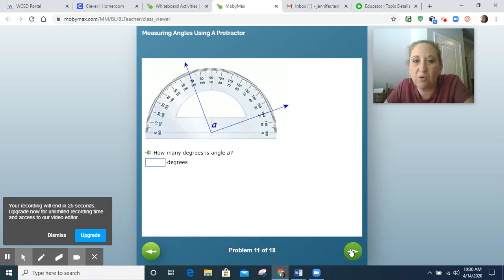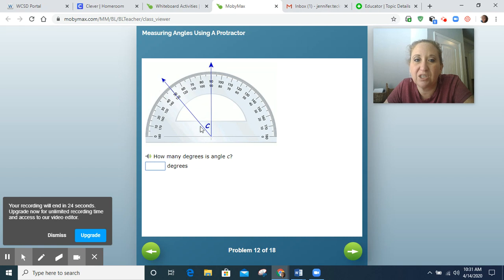Okay. So let's look at some other examples of measuring degrees. So right here, and guys, we can use top or bottom here. They start at 50 and it goes to 90. So we can say this is 10, 20, 30, 40 degrees.